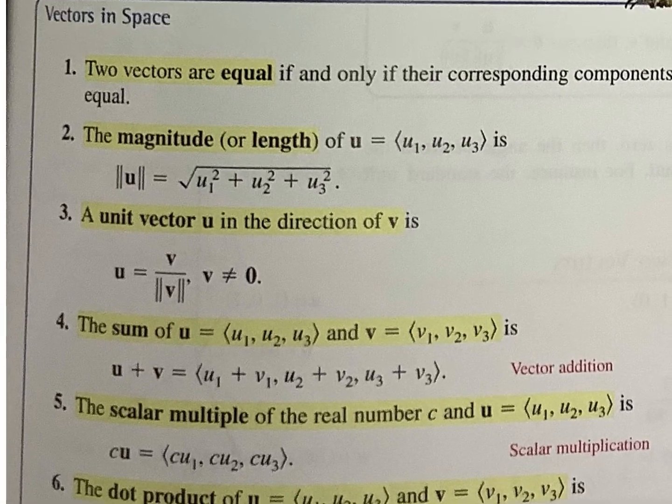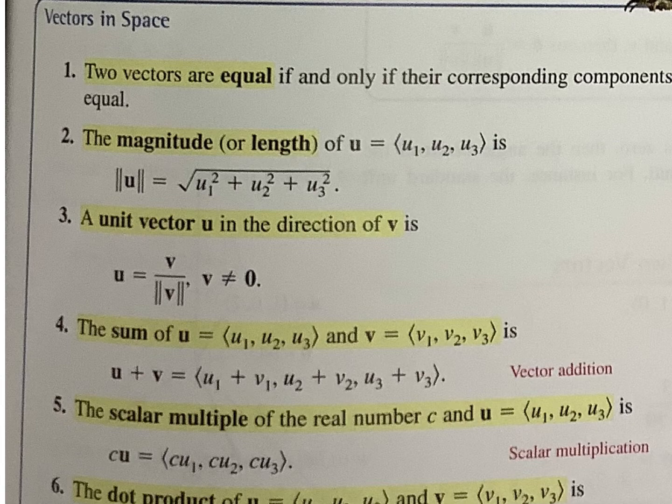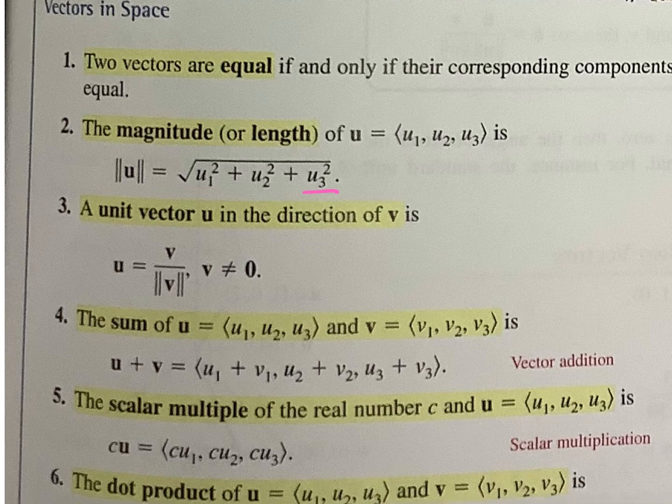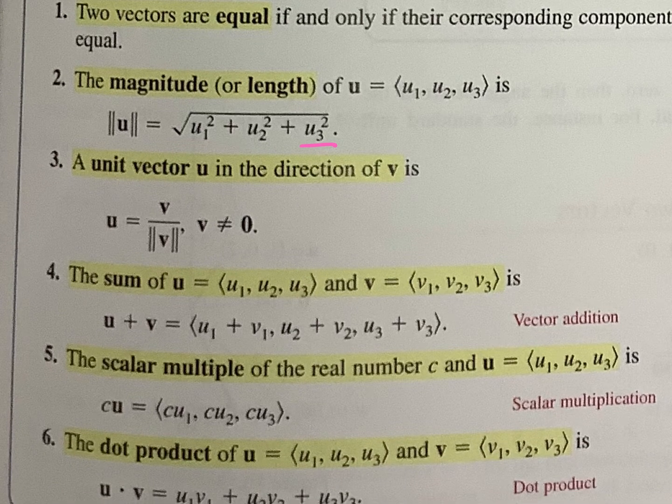So instead of just squaring the first number plus squaring the second and taking the square root, we now have to add the third number squared. So same thing, we just have that third term in there. A unit vector in the direction of v, we would just take vector v and divide it by the magnitude.